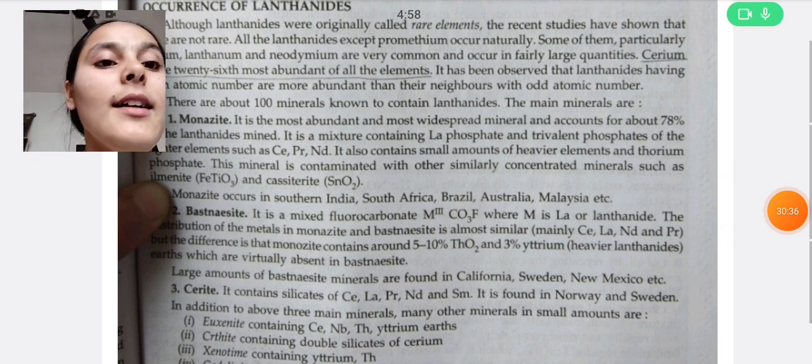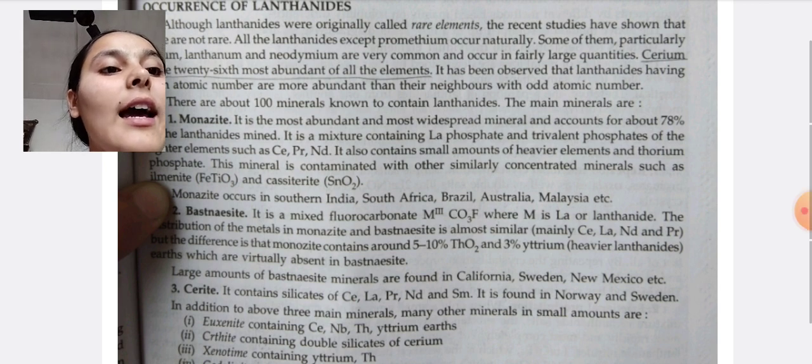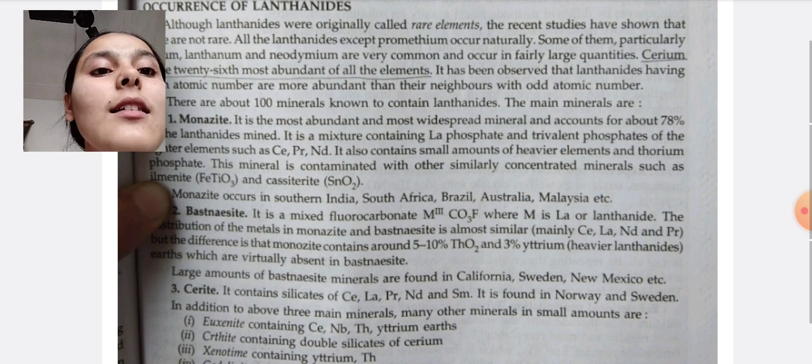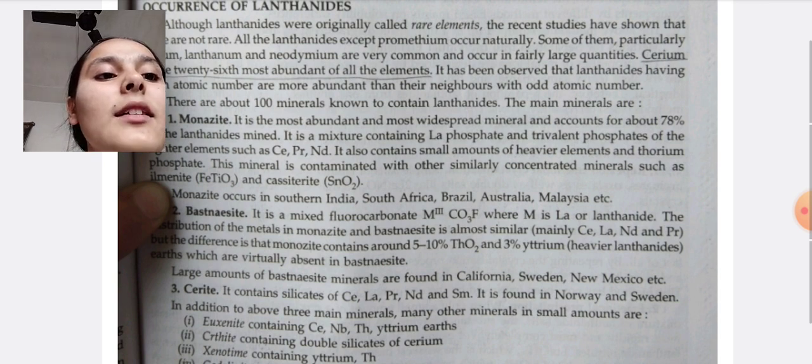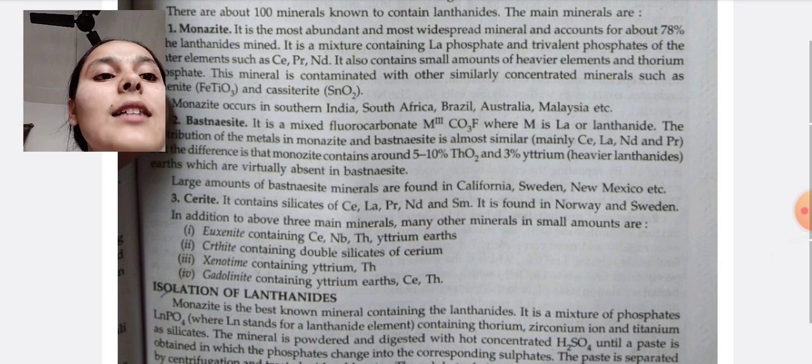It is a mixed fluorocarbonate, M3CO3F, where M is La or a lanthanide. The contribution of the metals in monazite and bastnasite is almost similar, but the difference is that monazite contains around 5 to 10% ThO2 and 3% yttrium earths, which are virtually absent in bastnasite. Large amounts of bastnasite minerals are found in California, Sweden, New Mexico, etc.